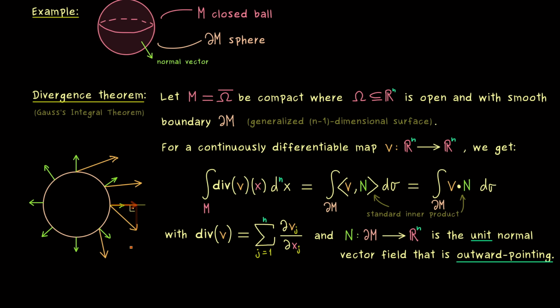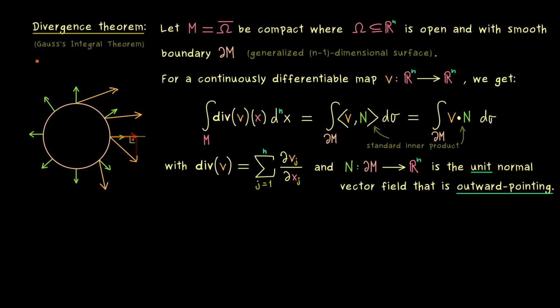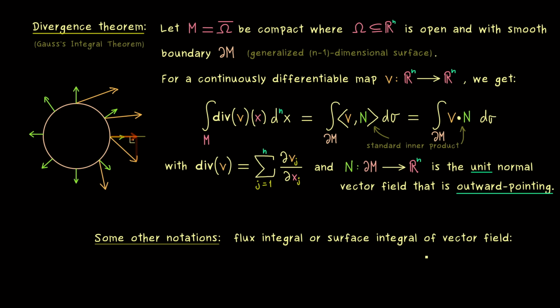And there I should note that a lot of people call this the flux of the vector field out of the closed surface. So at this point you realize that there are a lot of different names around this important divergence theorem. So for example, some people say flux integral for this special surface integral on the right hand side. Or in order to keep it simple, you can just say it's a special surface integral of a vector field.